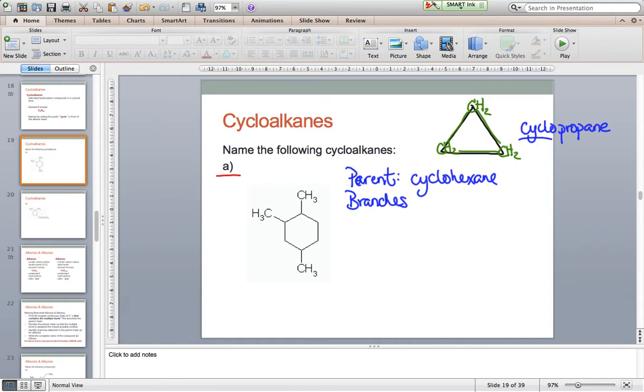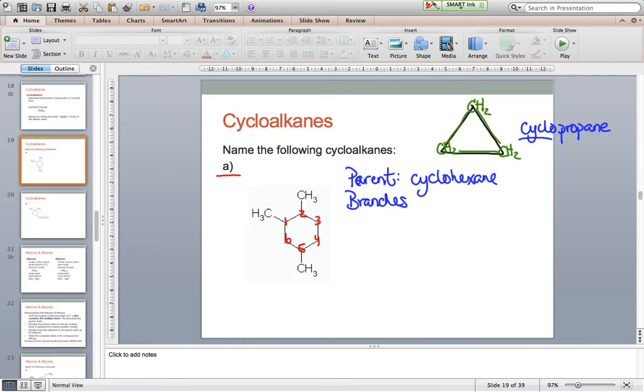So, taking a look here, I could start numbering really at any of these branches. I know one of these branches is going to be number 1. So which one is it going to be? Well, if I start here, number 1, and I go clockwise, 2, 3, 4, 5, and 6, I get branches at 1, 2, and 5.